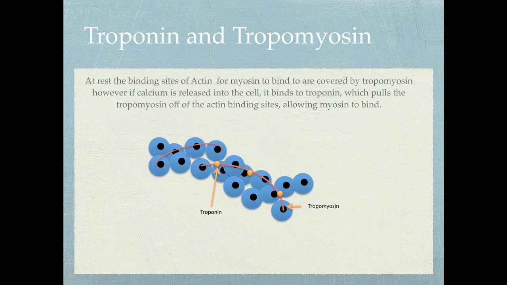So why are we not always contracting? Well, at rest, notice that the binding sites of actin are covered by something called tropomyosin. That's sort of that long, stringy molecule there. It covers up the binding sites. But you also have, on top of the tropomyosin, troponin. Troponin is sort of the molecular switch for contraction. So basically, at rest, the binding sites of actin for myosin to bind to are covered by tropomyosin. However, if calcium is released into the cell, it binds to troponin, which acts as the molecular switch to contraction, because that pulls the tropomyosin off of the actin binding sites, allowing myosin to bind.